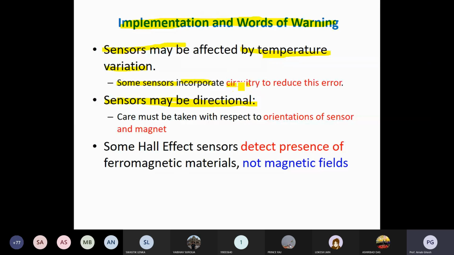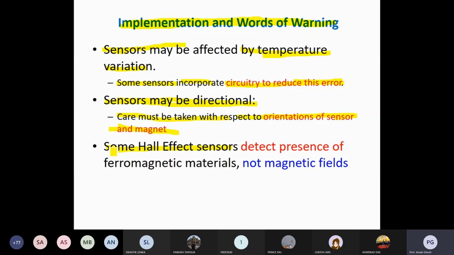Some Hall effect sensors will also detect the presence of ferromagnetic materials or non-magnetic fields. Sometimes ferromagnetic materials are also used, and they also behave like a magnetic property. You can convert it into a magnet with the presence of lines of force. The variable reluctance sensor, so the Hall effect sensor is also used in different applications.